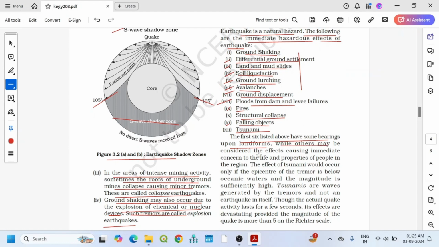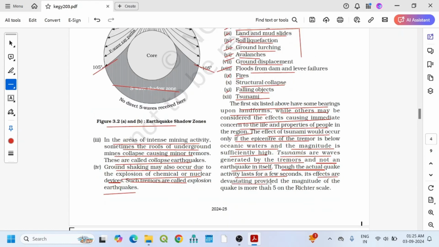So, while others may be considered the effects causing immediate concern to the life and properties of people in the region, the effect of tsunami would occur only if the epicenter of the tremor is below oceanic waters and the magnitude is sufficiently high. Tsunamis are waves generated by the tremors and not an earthquake in itself, though the actual quake activity lasts for a few seconds. Its effects are devastating provided the magnitude of the quake is more than 5 on the Richter scale.